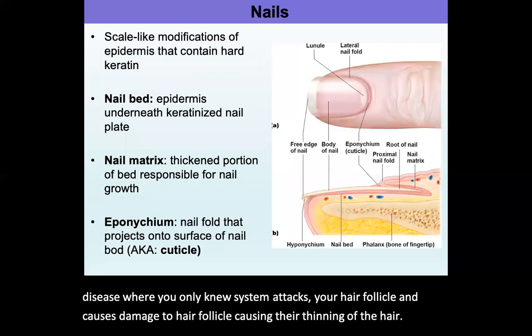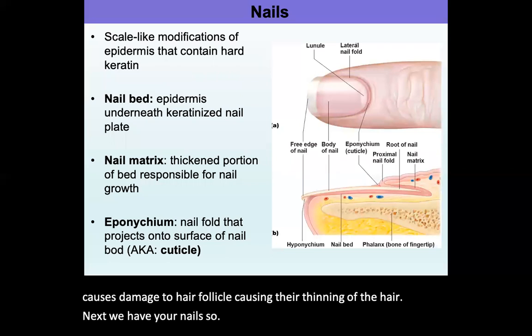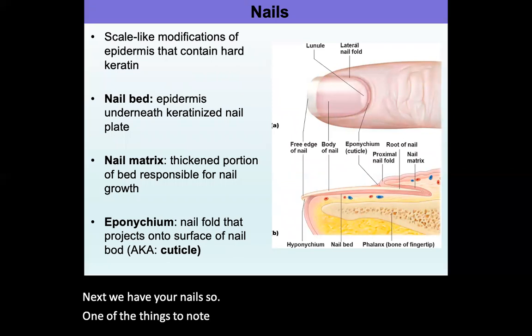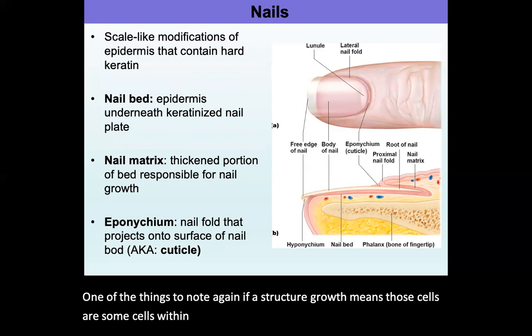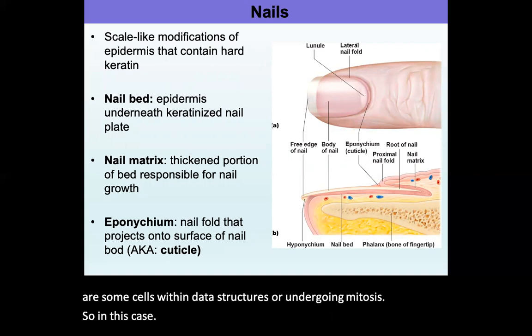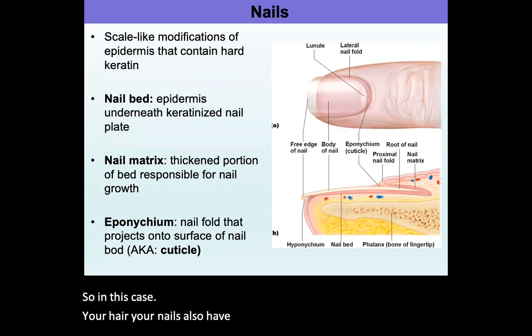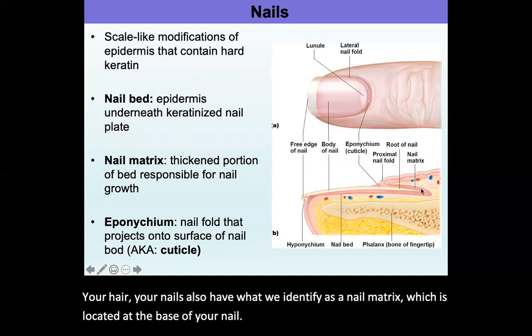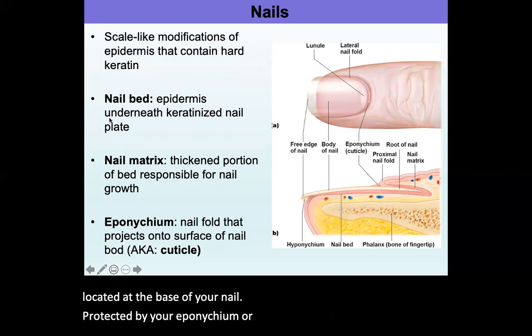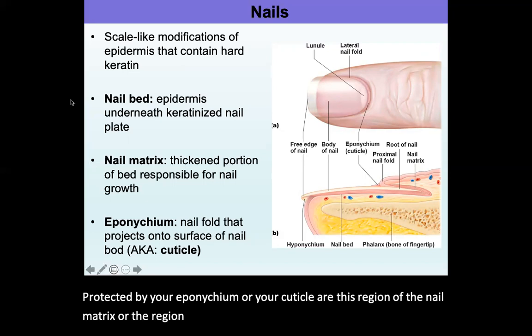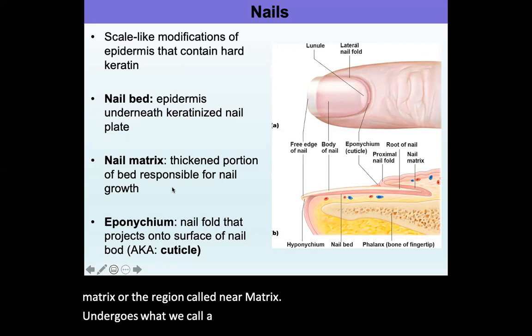Next, we have your nails. One of the things to note, again, is that if a structure grows, it means some cells within that structure are undergoing mitosis. So in this case, like your hair, your nails also have what we identify as a nail matrix, which is located at the base of your nail, protected by your eponychium or your cuticle. This region, the nail matrix, undergoes mitosis and is responsible for nail growth.